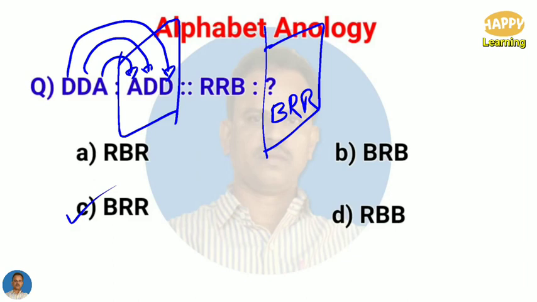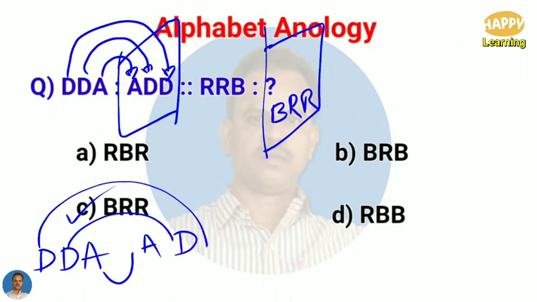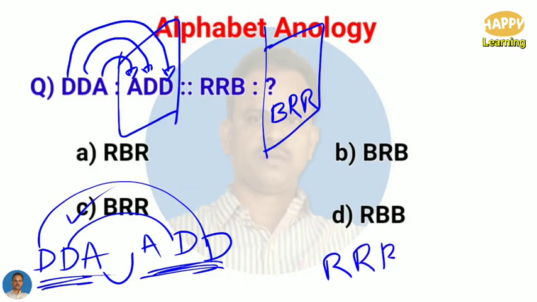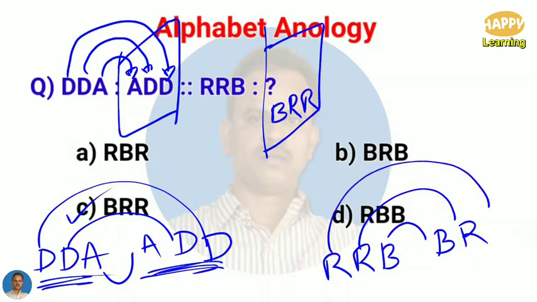Okay. So DDA is reversed. This A first, this D next, this D last. So DDA becomes ADD. Similarly, RRB, write this B first, then this R, then this R here. So you will get BRR. So option C is the correct answer.